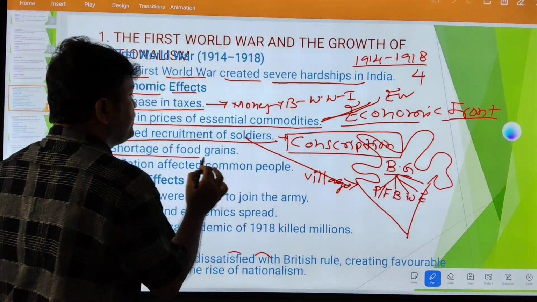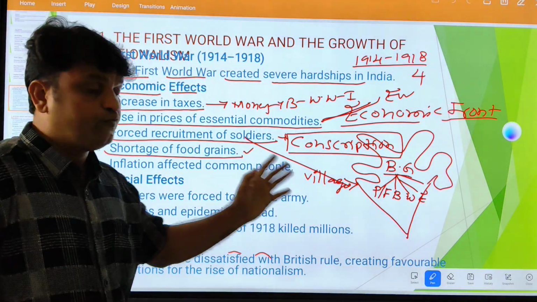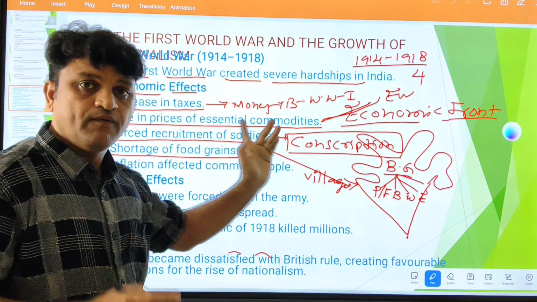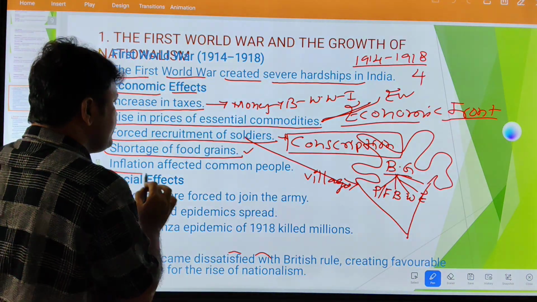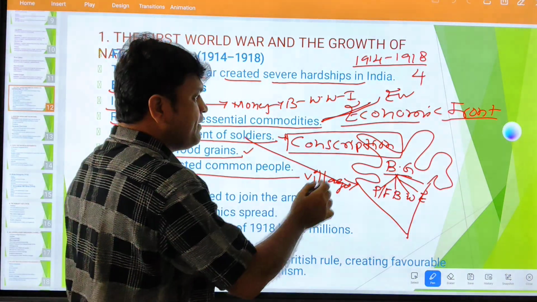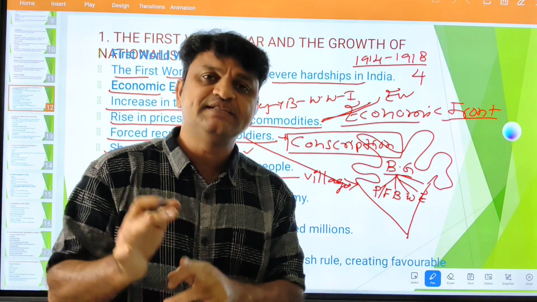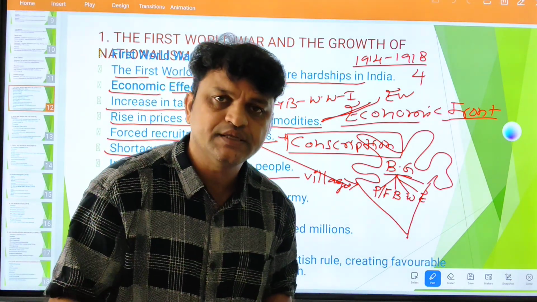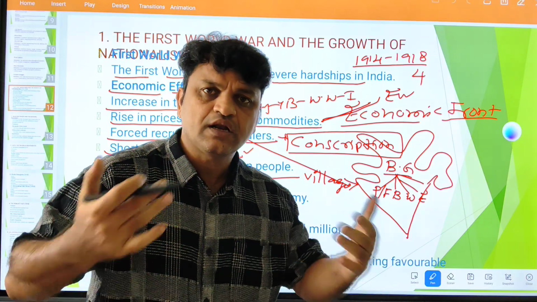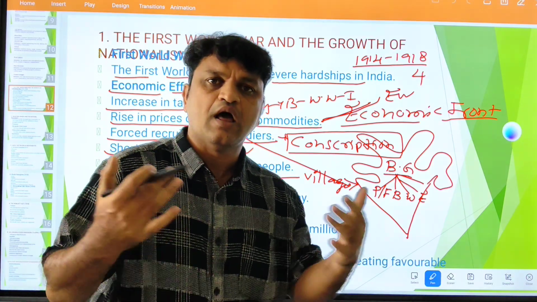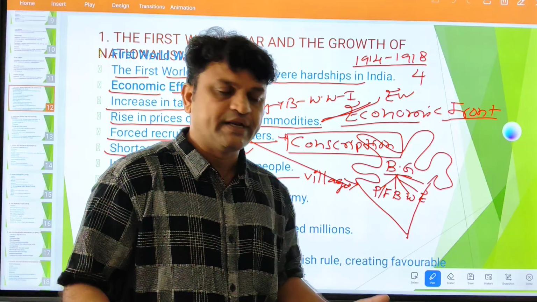And shortage of food grains. I told you, as a result, food is going to Europe. There is a shortage of food grains. Then inflation affected common people. Day by day, the prices of the food commodities are increasing. Rice price increasing, wheat price increasing, vegetables are increasing. So all the essential commodities' prices are increasing. Onion, oil, vegetables, etc.